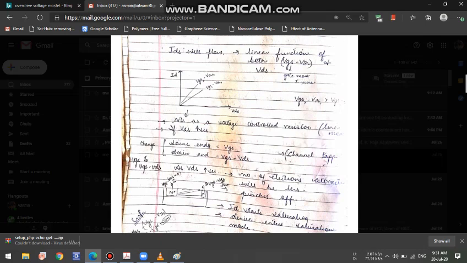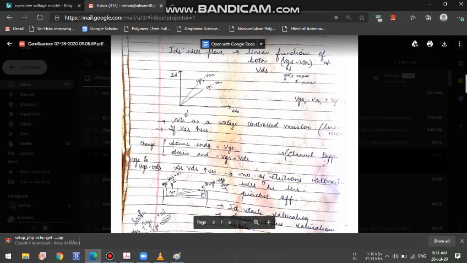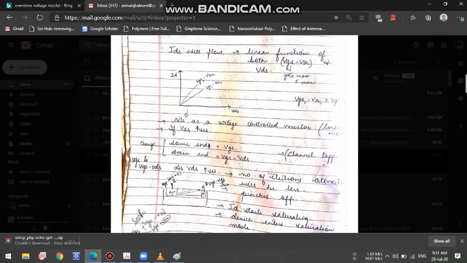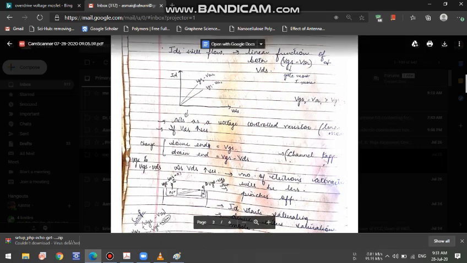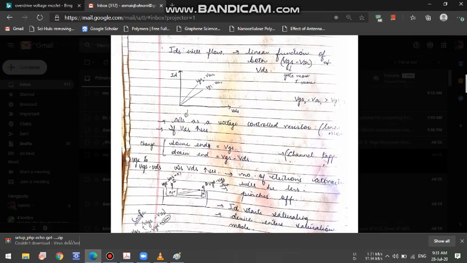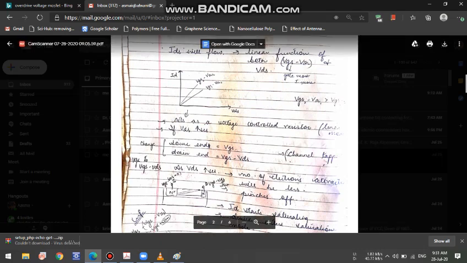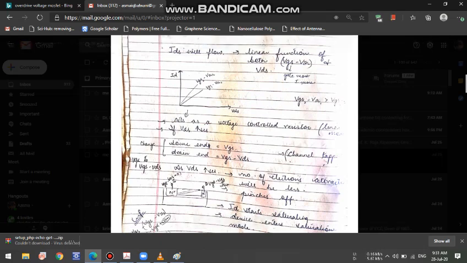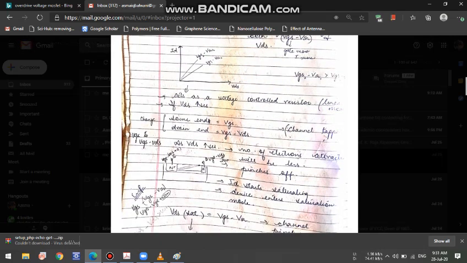Okay, so what does this MOSFET act like? In this region, it acts like a voltage controlled resistor. The more you increase the voltage, the more is the value of the current, because it is increasing in a linear fashion. Okay, so we're done with this.